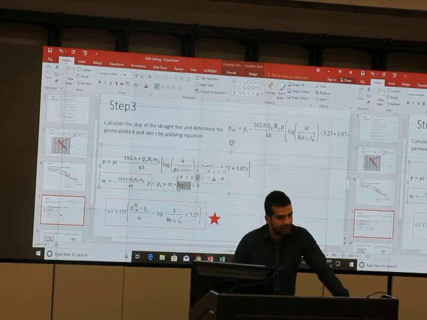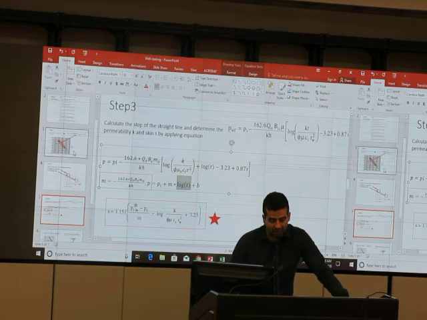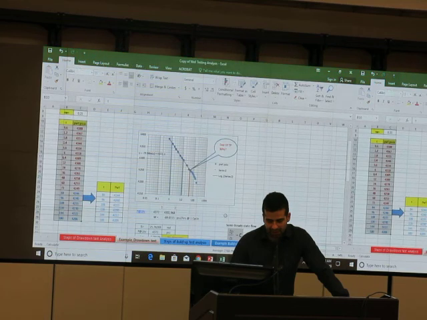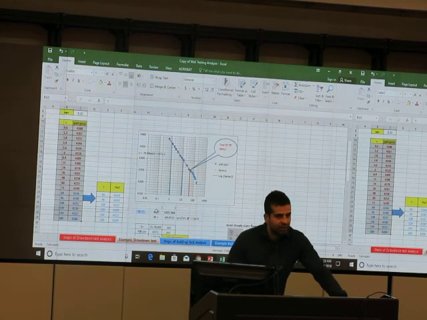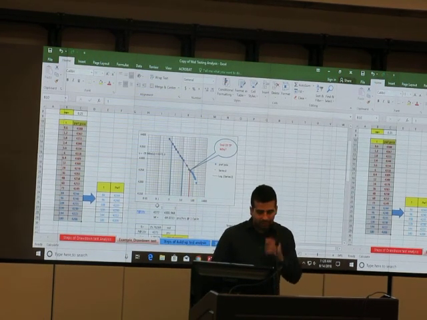So that linear line that you're expecting is going to happen on semi-log coordinates, as you see over here. Okay, is it clear?